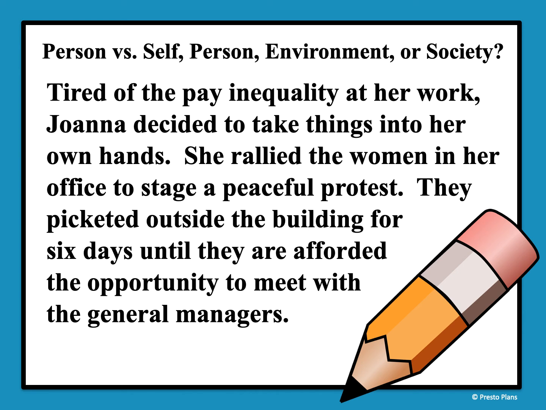Tired of the pay inequality at her work, Joanna decided to take things into her own hands. She rallied the women in her office to stage a peaceful protest. They picketed outside the building for 6 days until they are afforded the opportunity to meet with the general managers. So, what type of conflict is this? It is person versus society.